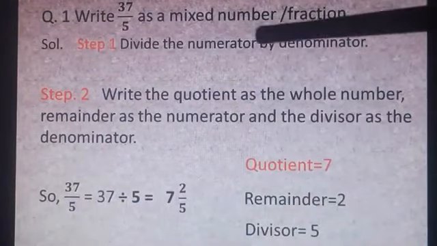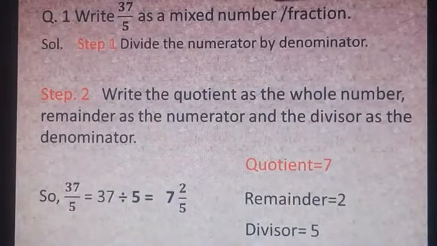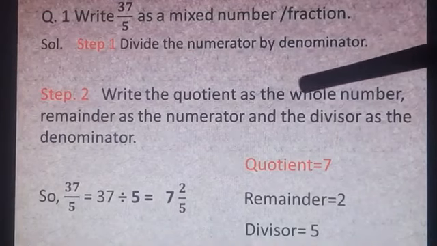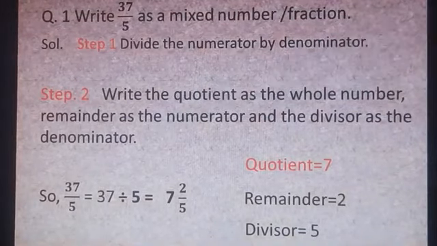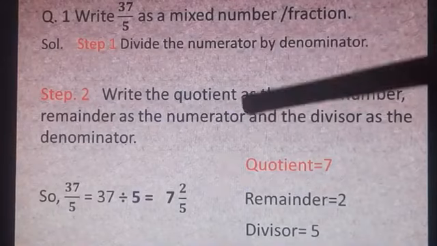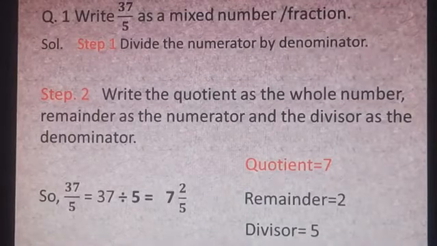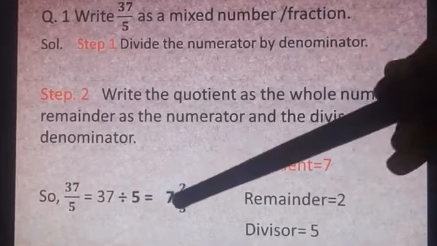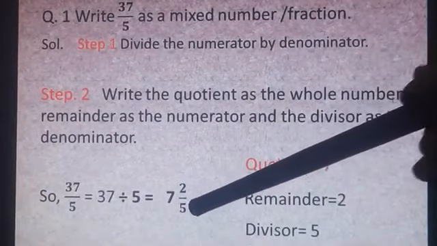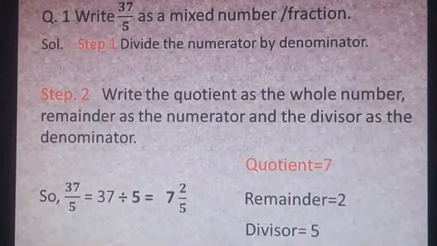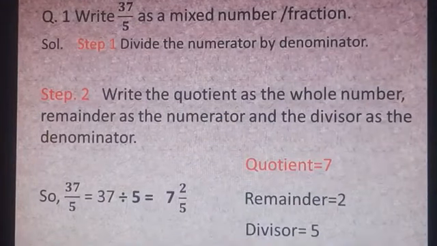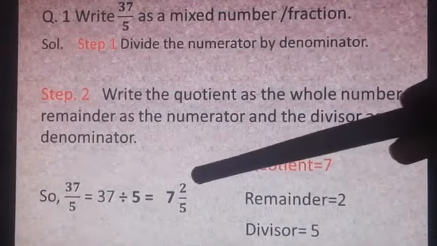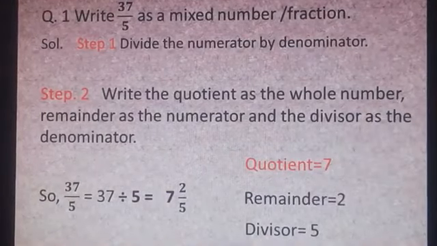So after division, what will be the way of writing it in mixed fraction form? Write the quotient as a whole number, the remainder as a numerator and the divisor as a denominator. Generally we call it Q whole R upon D. So Q is the quotient, 7 whole 2 upon 5. R is remainder, D is divisor. Write this mixed fraction form very carefully. Don't interchange the places of 2 and 5. 2 will become the numerator and 5 will become the denominator.